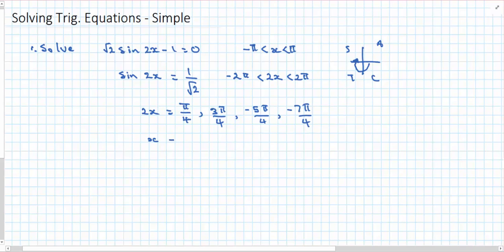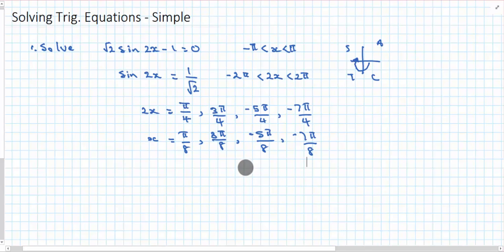We're solving for x, so we divide everything by 2. You can see our set of solutions. Now if I go back to the original domain, x was between negative pi and pi, and you can see that the 4 solutions lie between negative pi and pi.